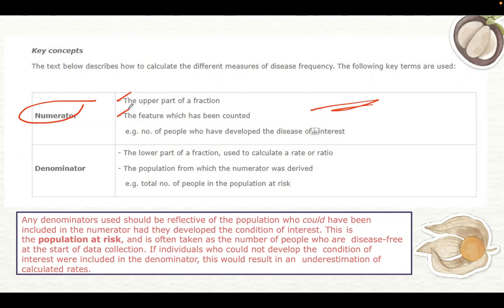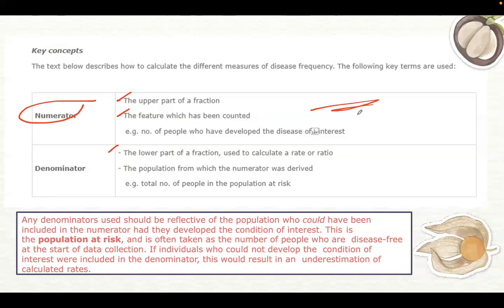Okay, so your denominator is the lower part of a fraction. It is used to calculate a rate or ratio. Sila po yung nasa ilalim ng inyong fraction. And they are the population from which the numerator was derived. So yun yung kanilang main difference. So what are the examples of your denominator? Example, total number of people in the population at risk.